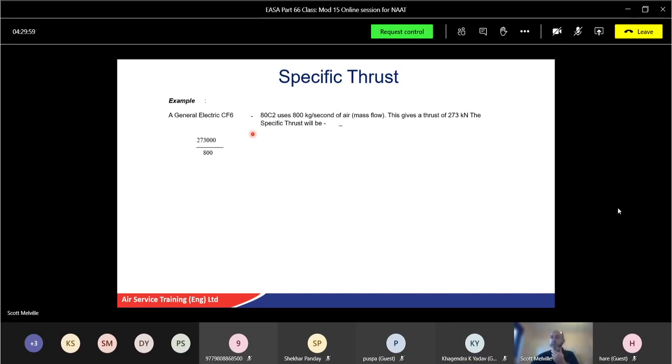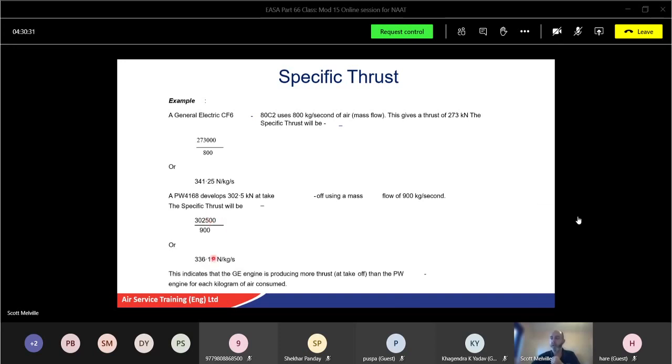So the CF6 engine uses 800 kilograms a second of air mass flow, and that gives a thrust of about 273 kilonewtons, so quite a powerful engine. The specific thrust for this one will be 273 over the mass flow, which is 273 divided by 800, or 340 kilograms a second. Then for takeoff, you have 302.5 kilonewtons using a mass flow of 900 kilograms a second. Again, that'll give you a specific thrust of 336. So it gives you an idea of what the actual thrust is.